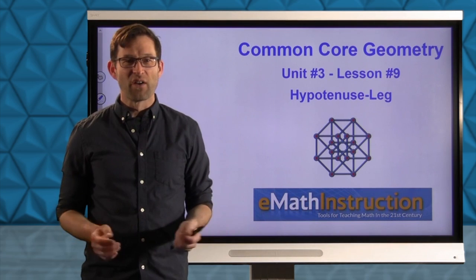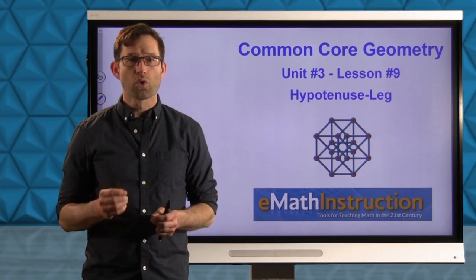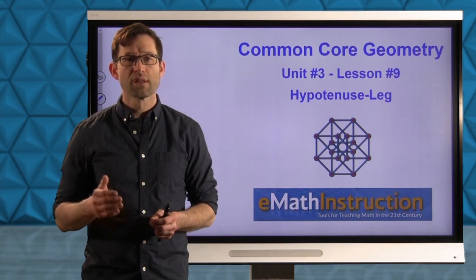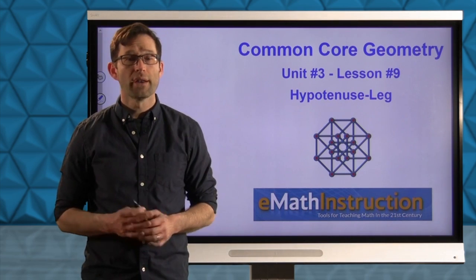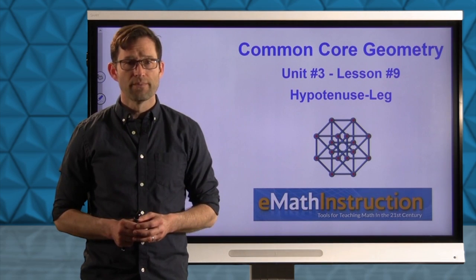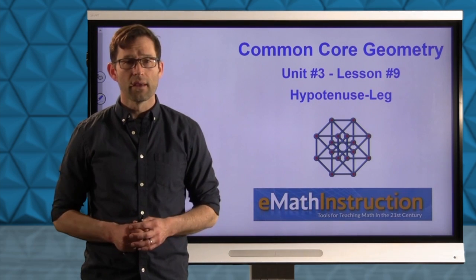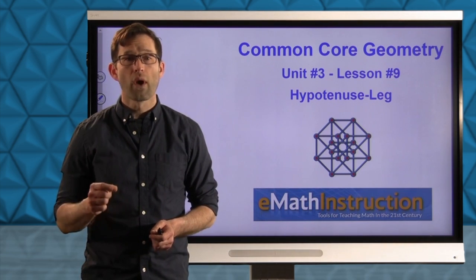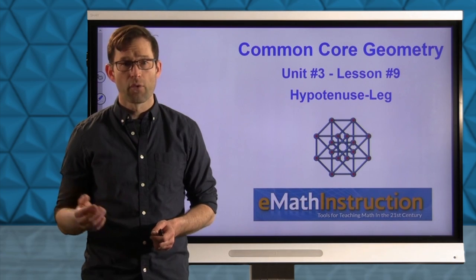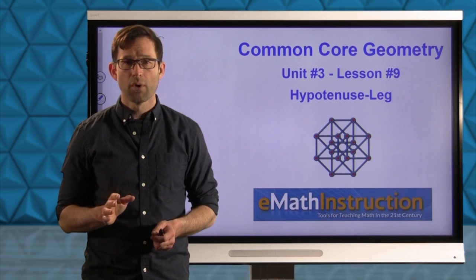Hypotenuse Leg, HL. Today we're going to look at another one of these triangle congruence theorems, theorems that allow us to prove that two triangles are identical, congruent, with a limited amount of information. If it's not already obvious, hypotenuse leg is a way to prove that two right triangles, triangles that have a right angle in them, are congruent. We'll get into that in just a moment.